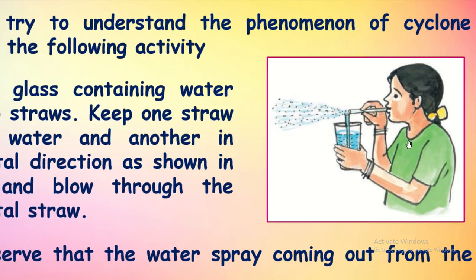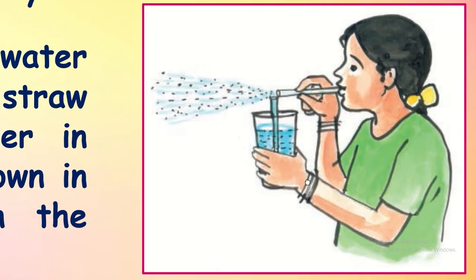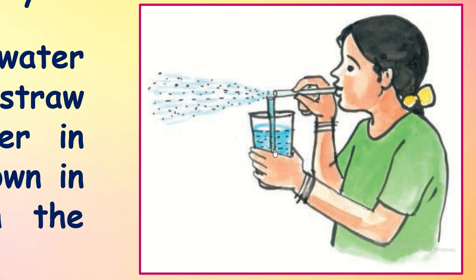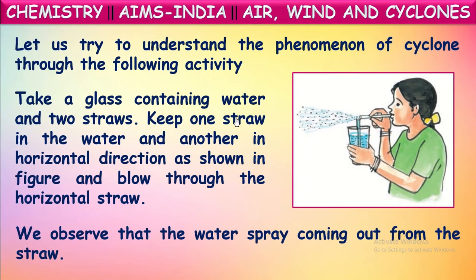What have we done here? Let us observe. First we have taken a glass of water and two straws. One straw we kept in the water and another straw in the horizontal position, with the two just in contact with each other. Now, if we blow air through the horizontal straw, then a water spray comes out from the vertical straw in the glass. So how does this happen? Let us try to understand that.